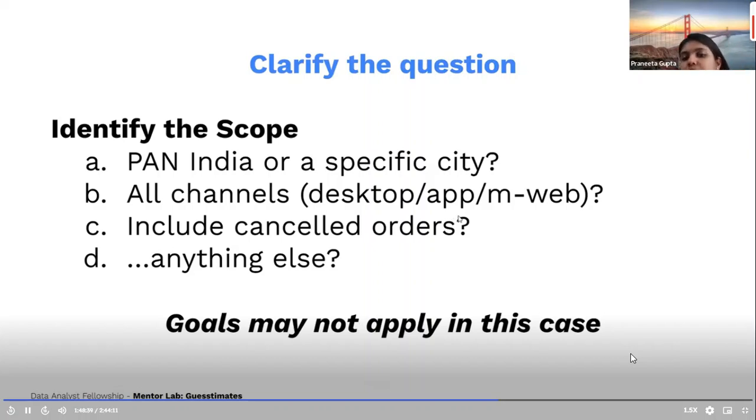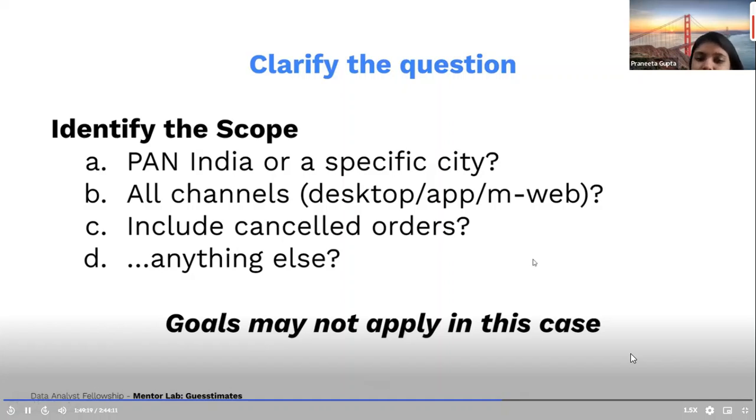Then is it through desktop or through app or MWeb? Now I don't think the desktop page exists. I'm not sure. But if it does, this is a good question to ask, understanding the channel on which we are trying to focus our data. Otherwise, this itself will become a bifurcation, a parameter that you use to bifurcate your assumptions. Then third is, do we include the cancelled orders or not? This is also a good question. Here maybe they want only the orders that have been delivered successfully. But if you also want to consider the cancelled orders, we can ask that counter question.